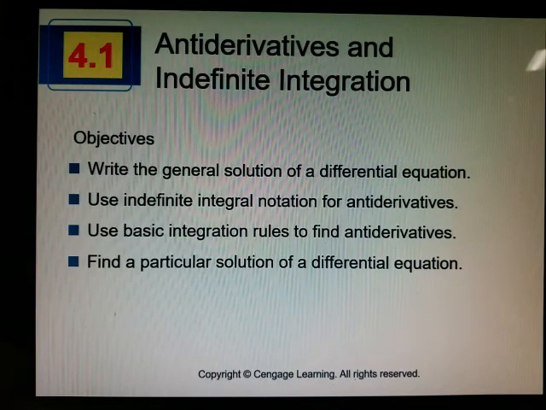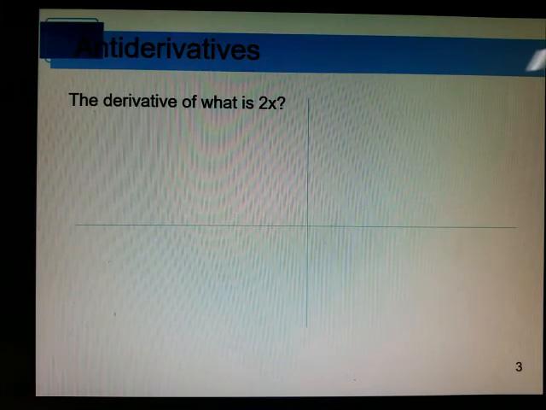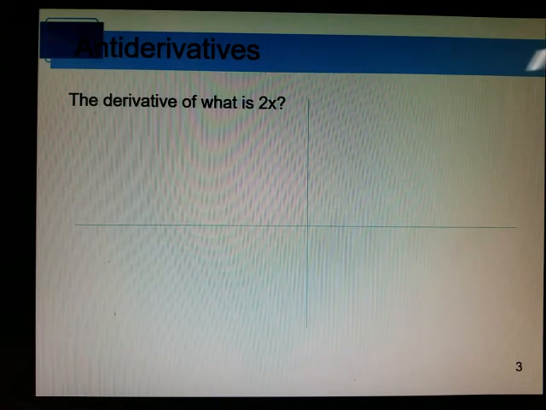All right, in Calculus, Chapter 4, Section 1, we're going to learn the antiderivatives today. That means the reverse of the derivatives, basically, is what we're going to do. So if I was to ask you the derivative of what is 2x, I want you to think about for a second. Now, we've done derivatives, so you're trying to figure out the derivative of what would equal 2x.